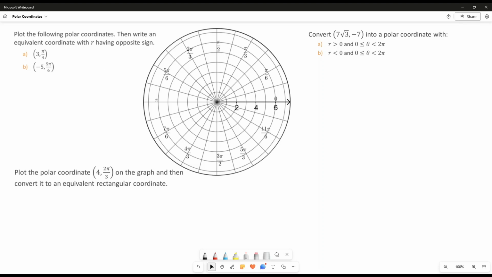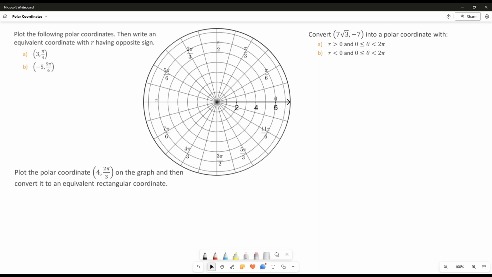Let's look at a few examples involving polar coordinates. So we can look at how we can plot polar coordinates on the polar plane, and then we can look at how we can convert coordinates either from rectangular to polar form or from polar form to rectangular form.